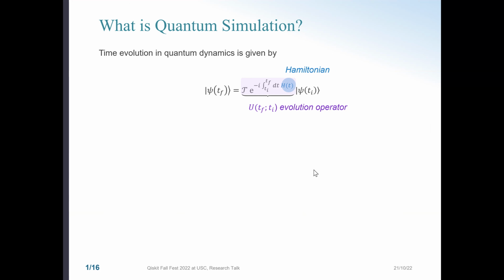The Hamiltonian contains all the information of the system, like how the particles interact with each other and what the potential is like. So it's intuitive that you have the information of the system in the Hamiltonian, and you have the initial state, and with the evolution, you get the final state.